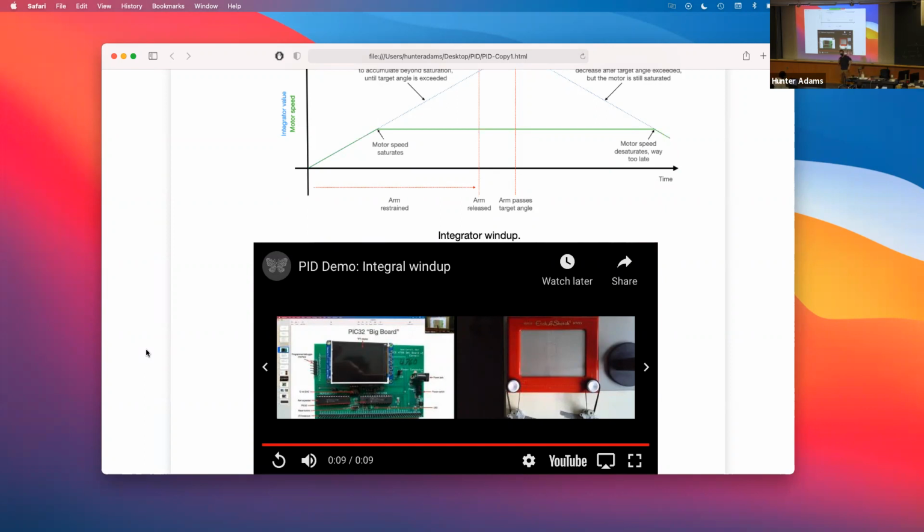Yeah, suppose that you're going past it quite quickly. If your integrator term is too large, you can destabilize the system. So something like what I'm suggesting adds a little bit of stability. Okay.